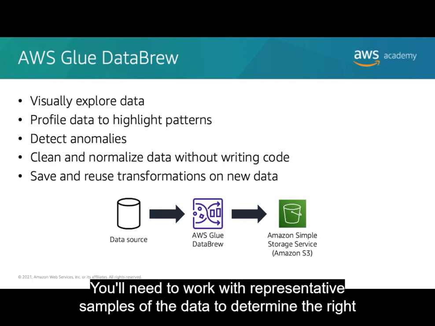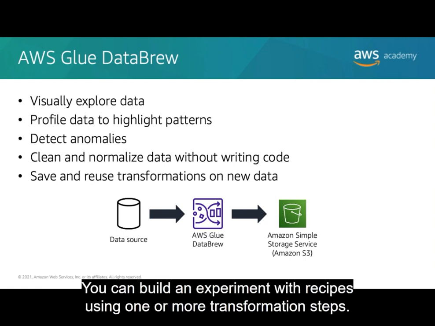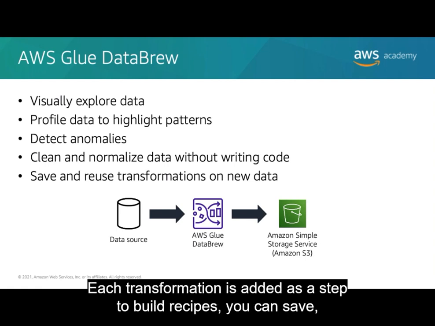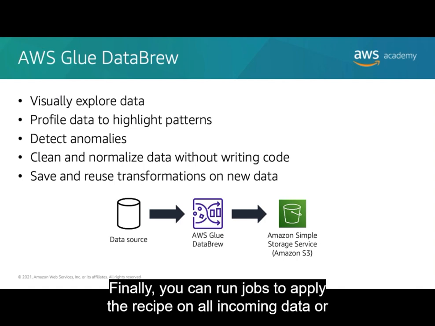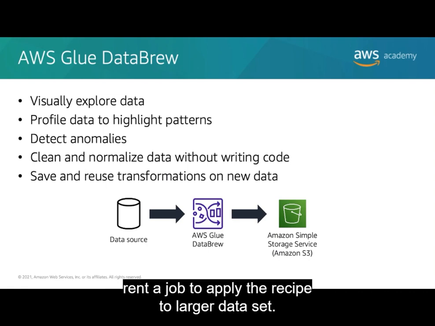You'll need to work with representative samples of the data to determine the right transformations you need. You can build and experiment with recipes using one or more transformation steps. Each transformation is added as a step to build recipes. You can save, publish, and version recipes to share with other collaborators. Finally, you can run jobs to apply the recipe on all incoming data or run a job to apply the recipe to a larger dataset.